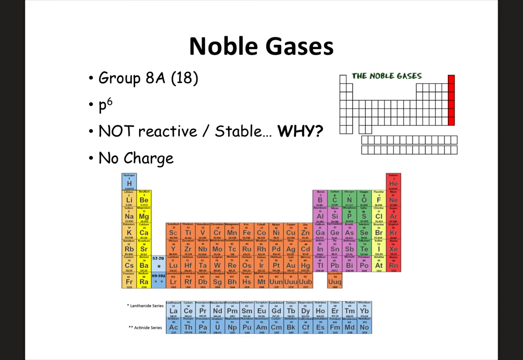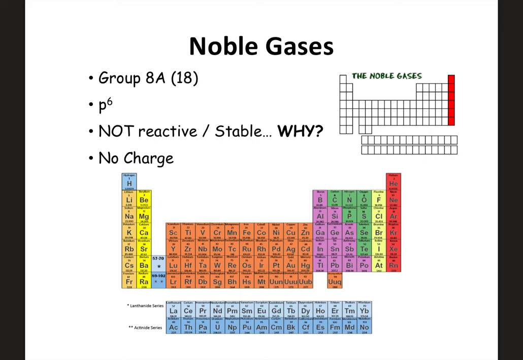And then finally, the last group we want to talk about here are the noble gases. This would be from helium on down. It's the far right column on the periodic table. Definitely label this group on your table. So it's going to be group 8A or group 18 if you're numbering 1 to 18 left to right.